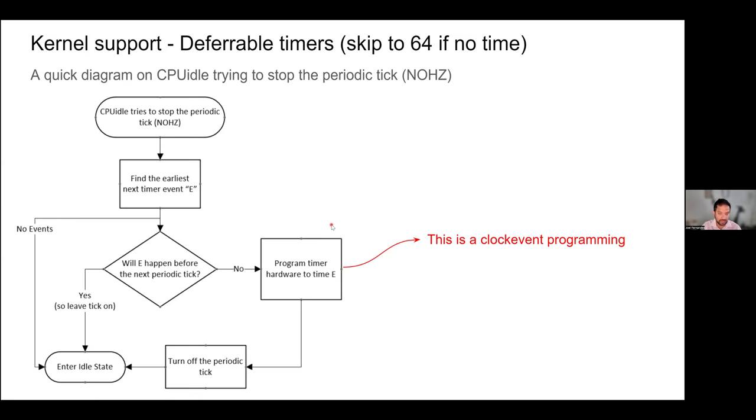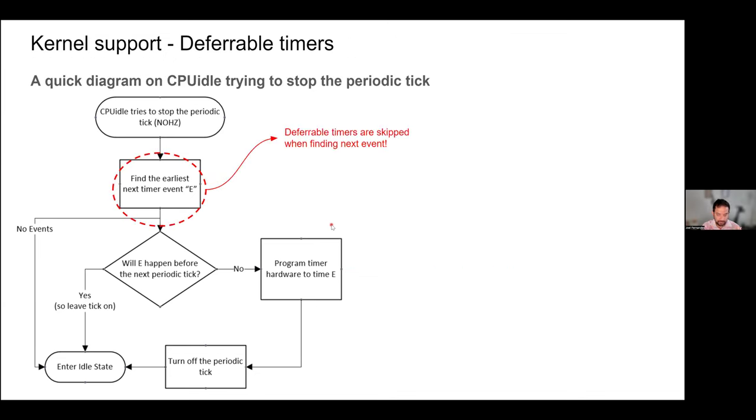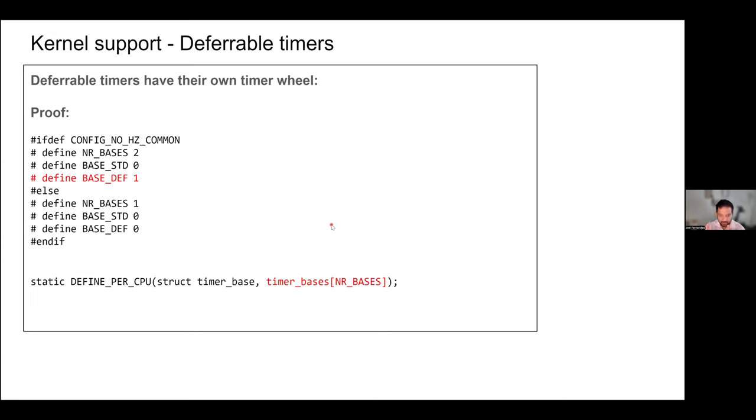And so that leads me into my next topic, which is deferable timers. So certain timers don't want to be involved in that decision. They don't want to stand in the way of the scheduling clock interrupt being turned off because they don't need to run immediately. They can run at a much later time. So in that part where it looks for the next timer event to run, deferable timers are completely skipped. So that's the point I was trying to make there. And these deferable timers, they're in their own timer wheel. It's a separate timer wheel that only has those deferable timers.